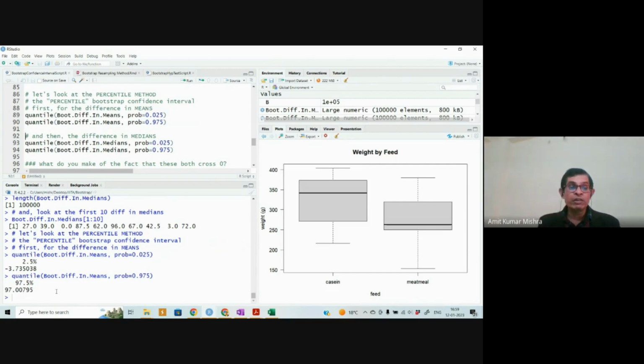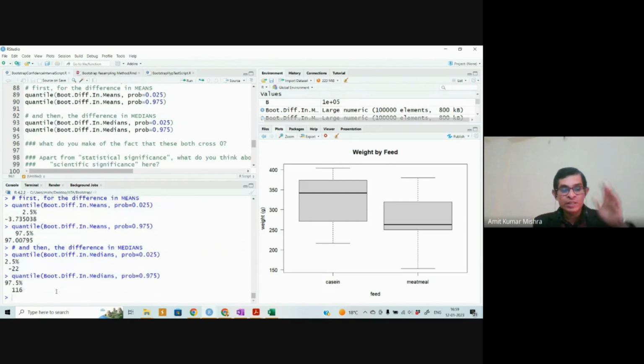So what is the confidence interval? The confidence interval is minus 3.73 to 97.00. This is the confidence interval for the mean. And similarly for the median, the confidence interval is from minus 22 to 116. So these are the confidence intervals which you have got from the bootstrap technique.